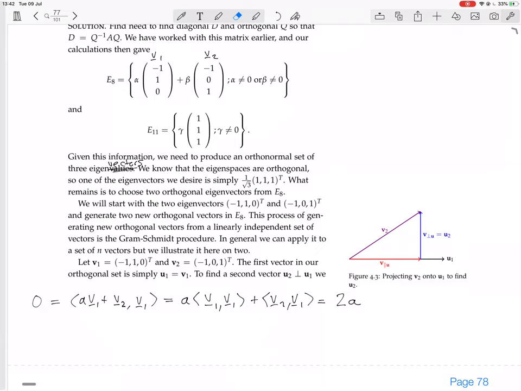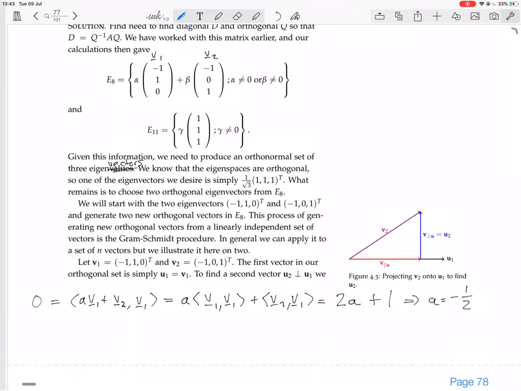And then you have V2 with V1. So you have minus 1 times minus 1, which is 1, and then you have 0 times 1, which is 0, plus 1 times 0, which is 0. So you just have the 1. So we have 0 equals 2a plus 1. That means that a must equal minus a half.